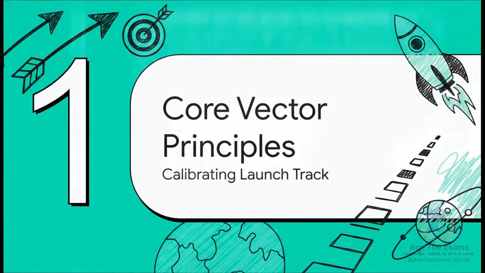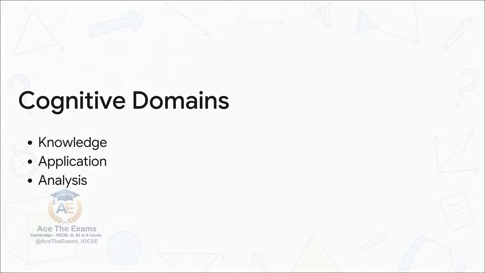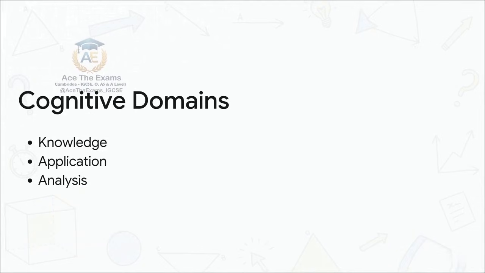Act 1, Core Vector Principles. We are officially calibrating the launch track. Right now, I'm pulling up the official Cambridge assessment objectives on the main console. They break down their expectations into specific cognitive domains, which act as the varying altitudes of our flight. Down at the lowest atmospheric level, we have knowledge and understanding. Alex, our propulsion engineer, loves this part. This is your raw fuel. It's knowing how to accurately express a vector, or remembering the basic foundational rules of vector addition and scalar multiplication.